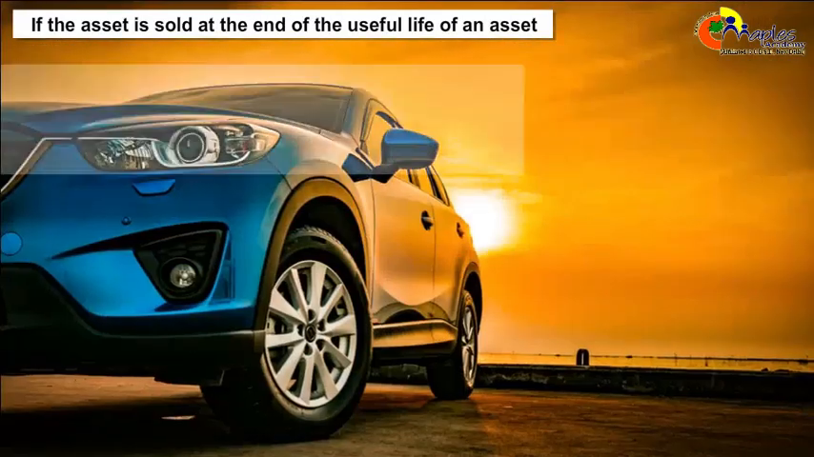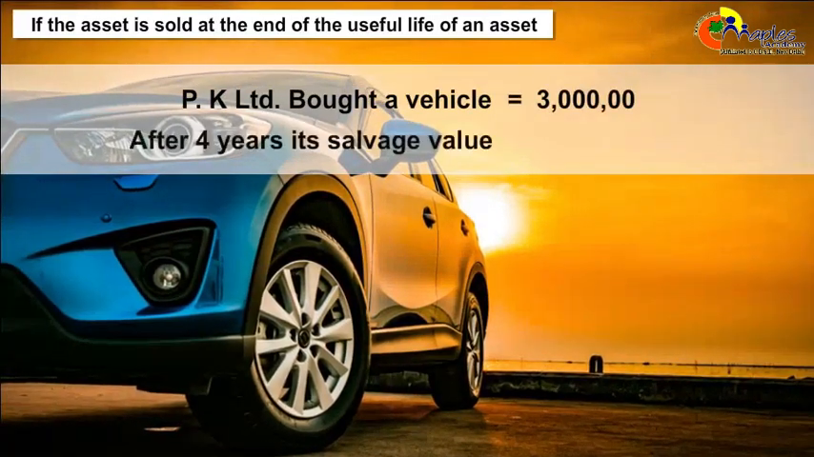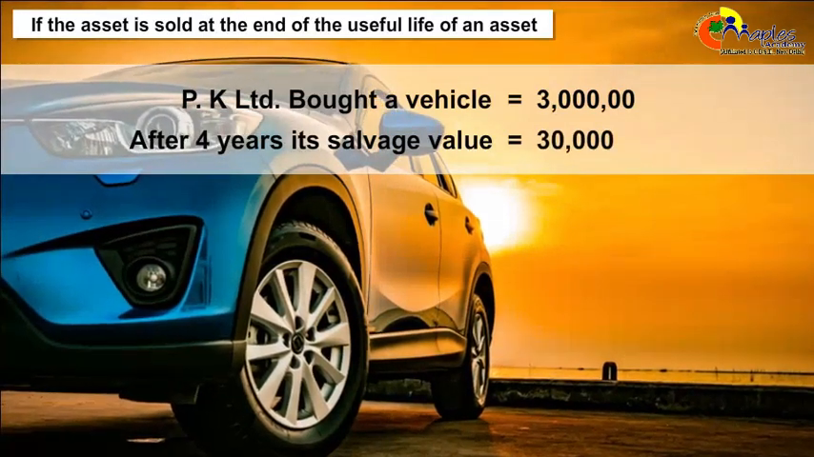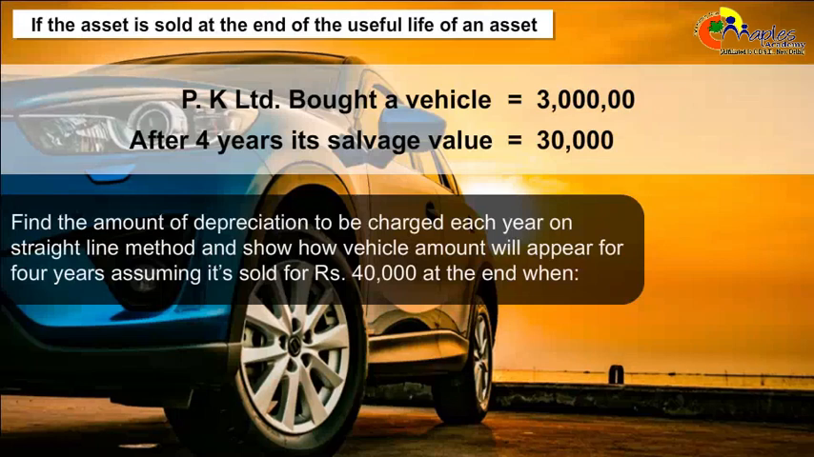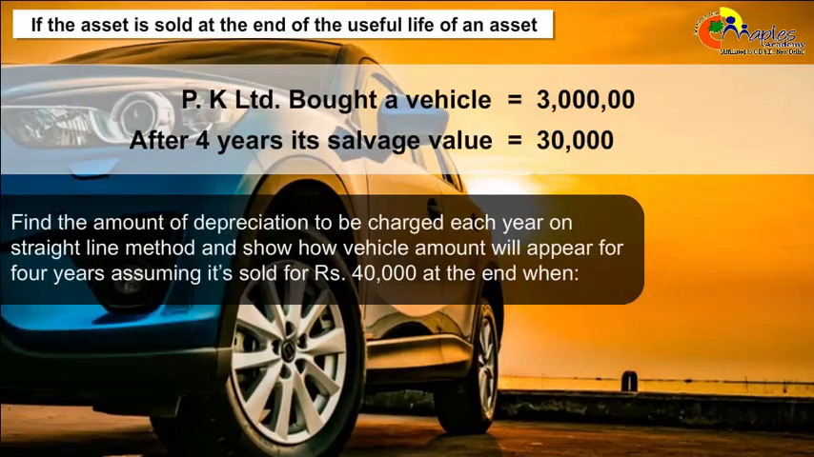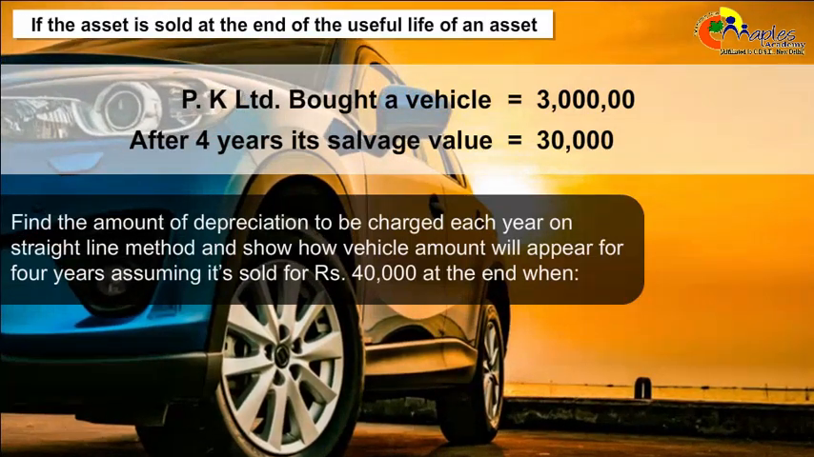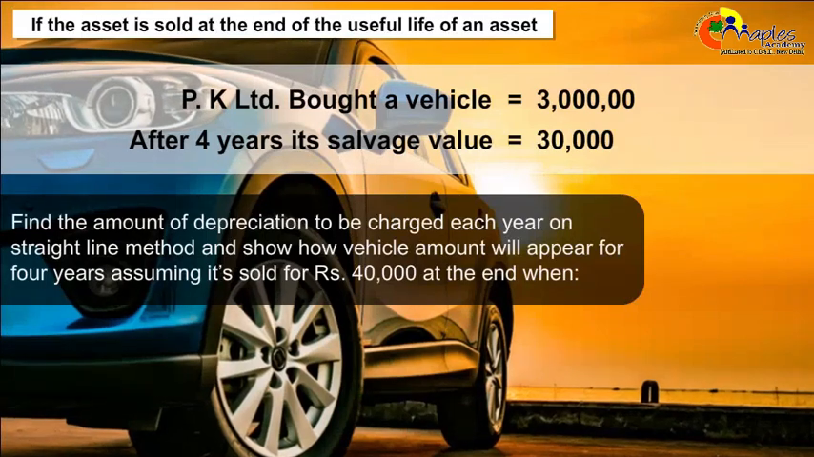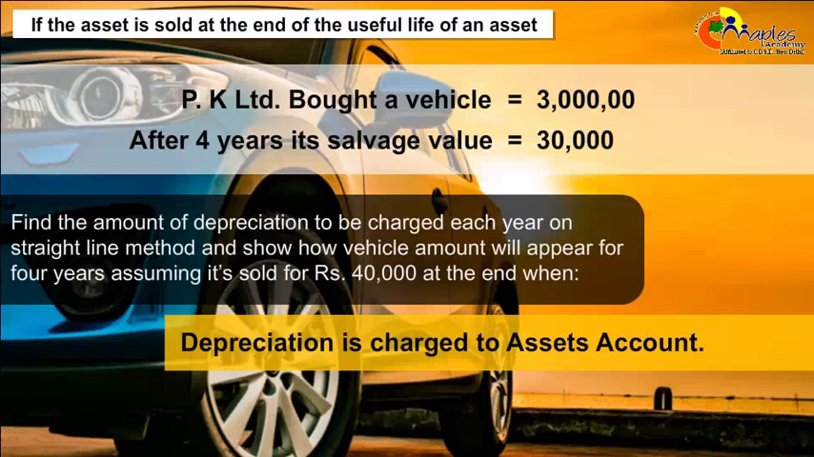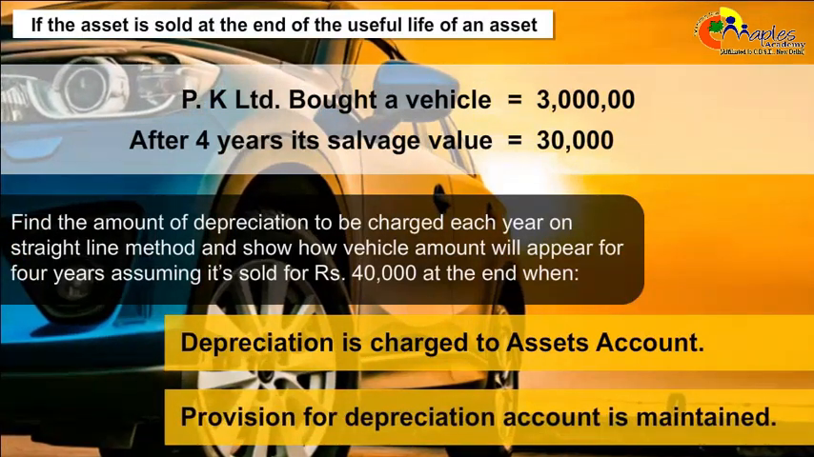For example, PK Limited bought a vehicle for 3 lakh rupees. After 4 years, its salvage value is estimated at 30,000. Find the amount of depreciation to be charged each year on the straight line method and show how the vehicle amount will appear for 4 years, assuming it's sold for 40,000 at the end, when A, depreciation is charged to the assets account, B, provision for depreciation account is maintained.